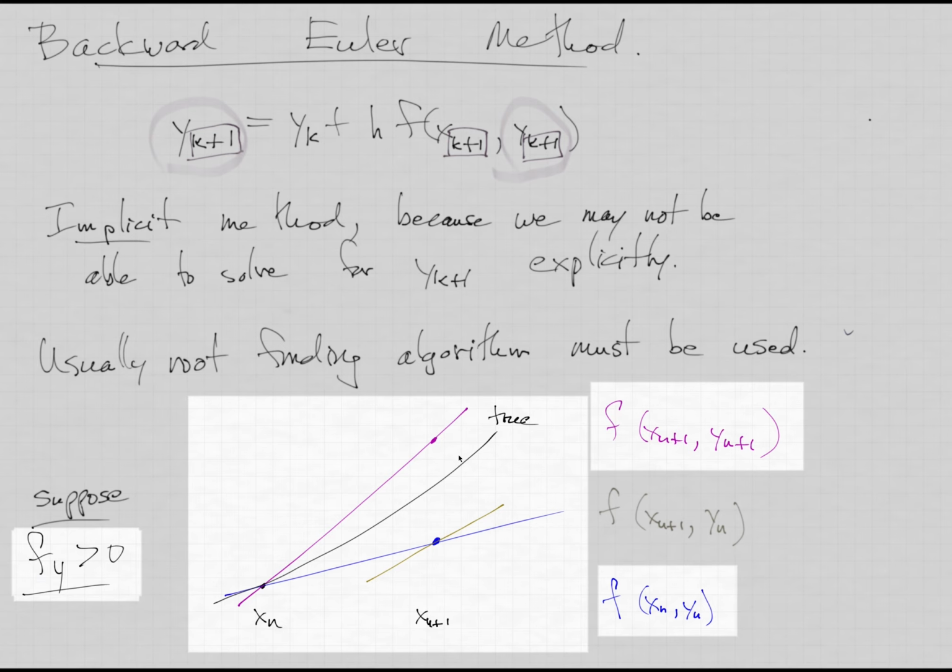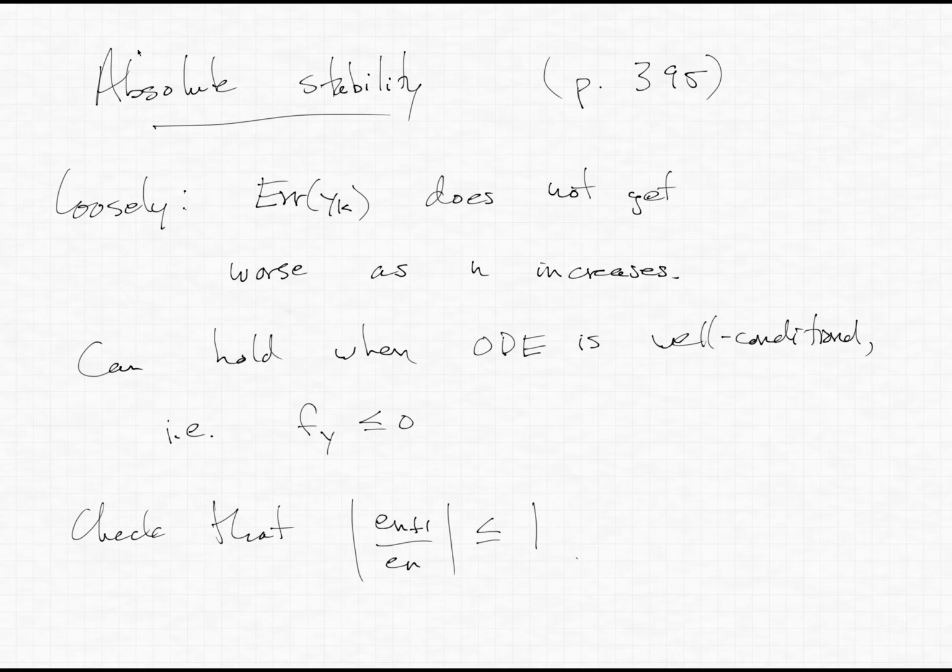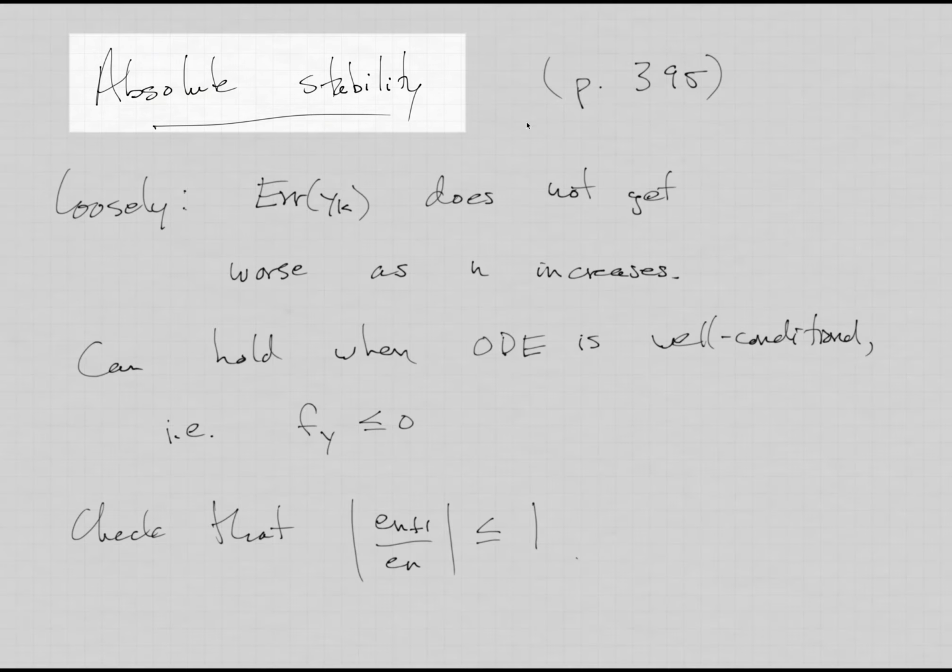However, again, it's still not obvious why, or in what sense, if any, the Euler-Backward method would be preferable to the Euler-Forward method. So let me try to explain under what circumstances it actually is better. Now, there's this concept of absolute stability on page 395 in the textbook.